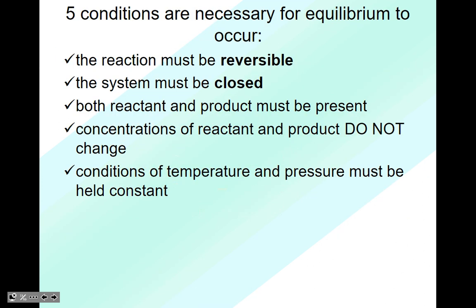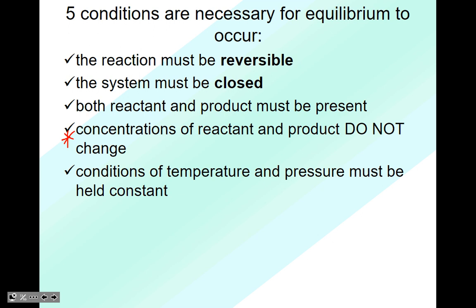So 5 conditions are necessary for equilibrium to occur. The reaction must be reversible, obviously. The system must be closed. If you have an open system, you can't keep the reactants and the products in one place. It's hard to tell what is going on. Both reactant and product must be present, obviously. Concentrations of the reactant and the product do not change. You're not adding extra reactants as the reaction is occurring, and you're not adding or taking away product. Everything is constant.